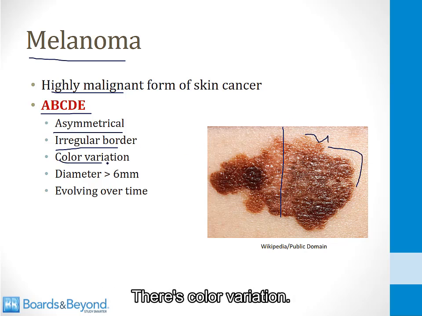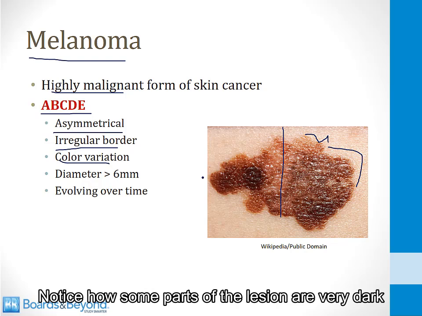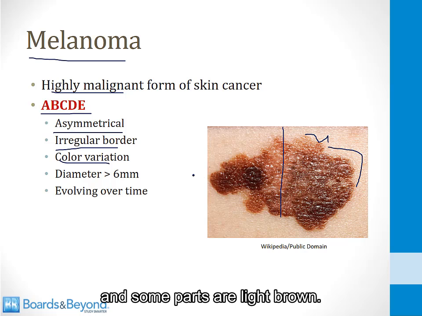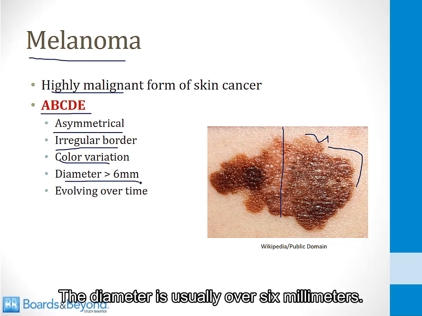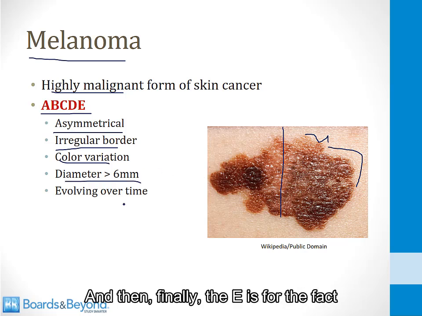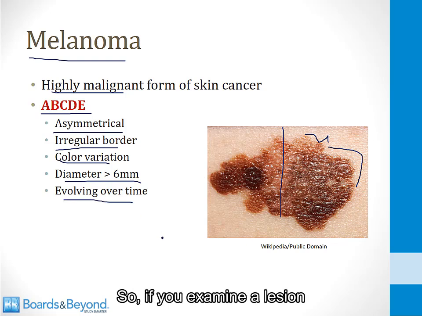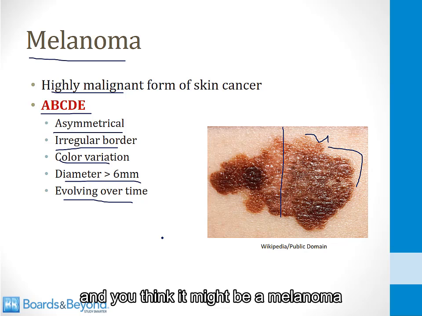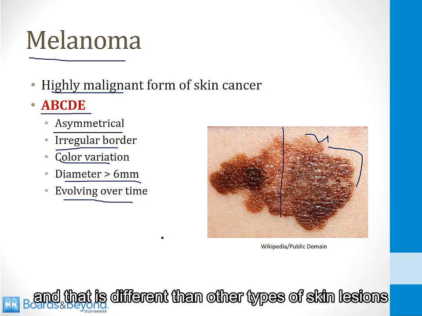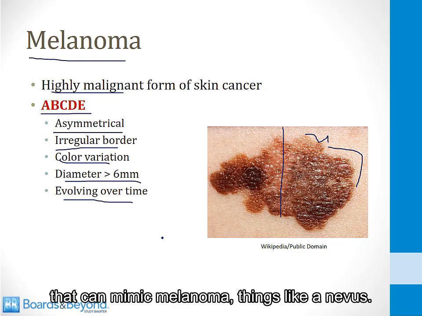There's color variation. Notice how some parts of the lesion are very dark and some parts are light brown. The diameter is usually over 6 millimeters, and then finally the E is for the fact that they evolve over time. So if you examine a lesion and you think it might be a melanoma and you examine it a few months later, it will be evolving and changing, and that is different than other types of skin lesions that can mimic melanoma, things like a nevus.